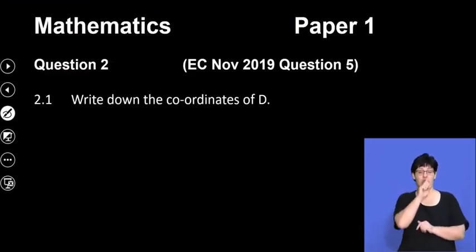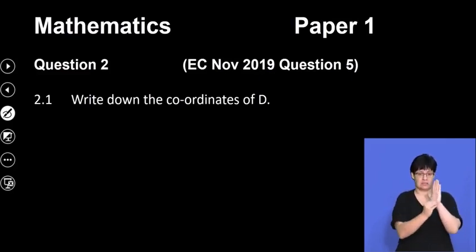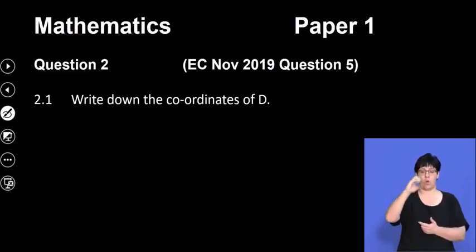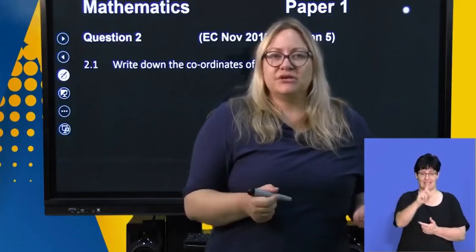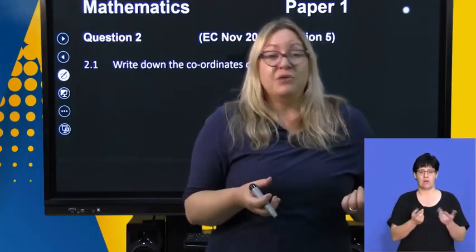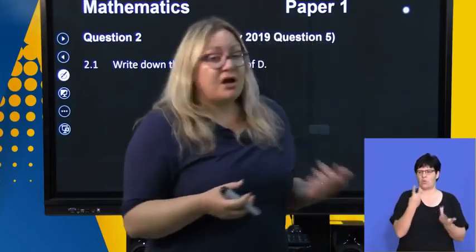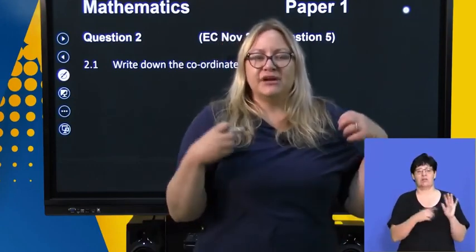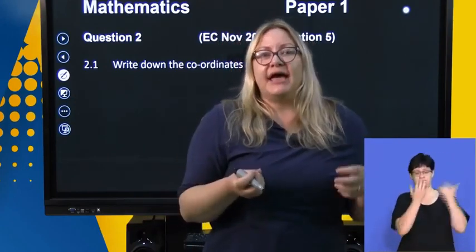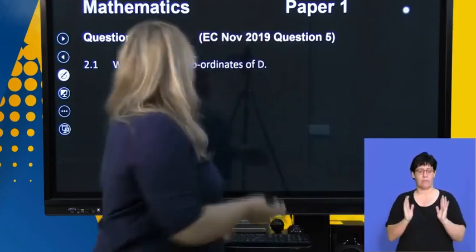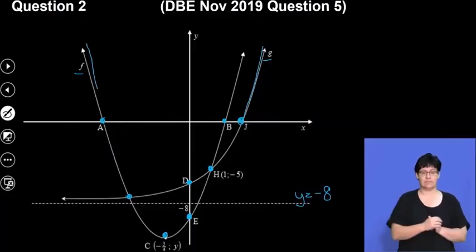The first question is, write down the coordinates of D. So when you're asked to write down coordinates, it's probably going to be out of very few marks, possibly 1 or 2 marks only. And you don't necessarily need to show your working. You can just literally write down the coordinates. So let's have a look, go back and look at that.